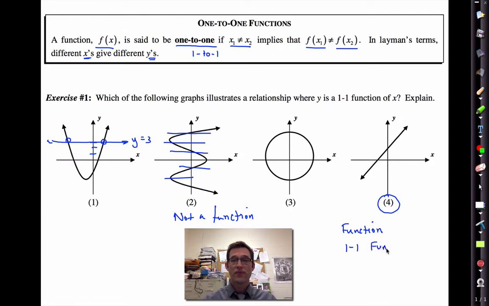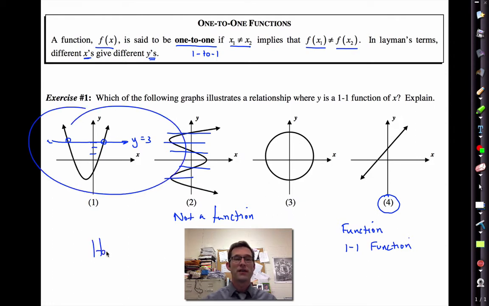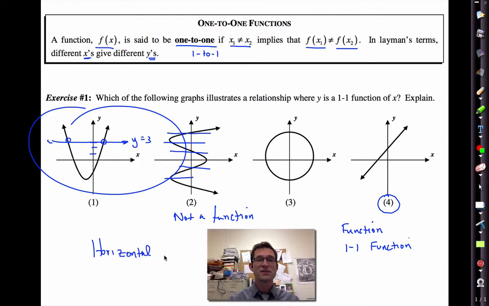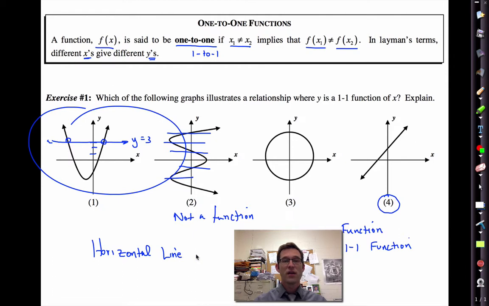Now, what I was using in this particular choice was what is known as the horizontal line test. As my students know, I'm not a big fan of these tests. But the horizontal line test says if you've got a function, so you have to start off with a function, so number 2 is already out, but if you have a function and then you draw any horizontal line, it can intersect the graph of the function only once, or better yet, at most once, in order for it to be a one-to-one function.